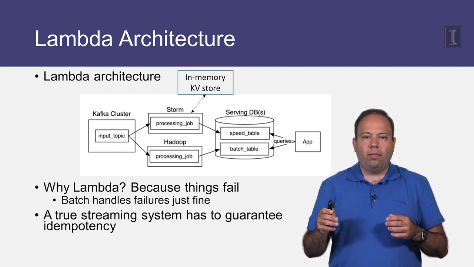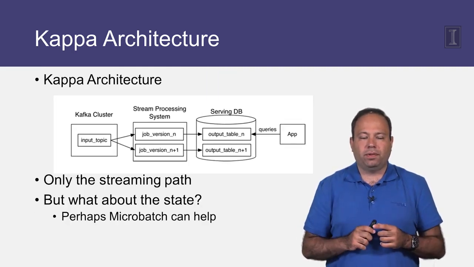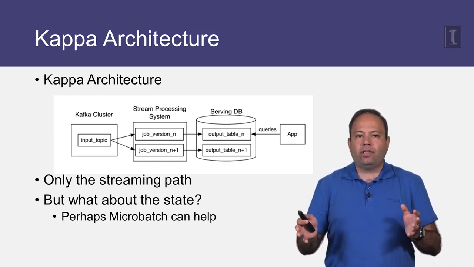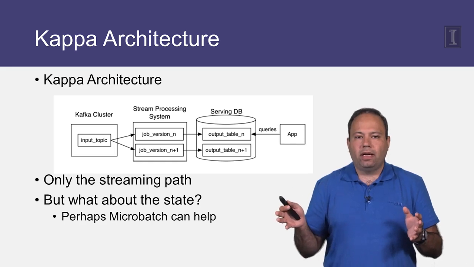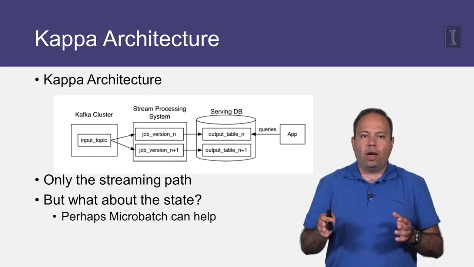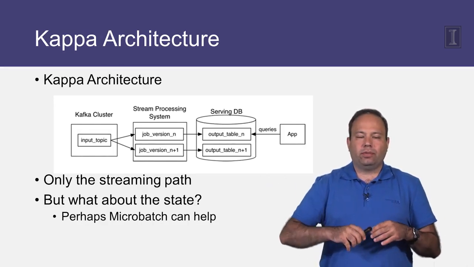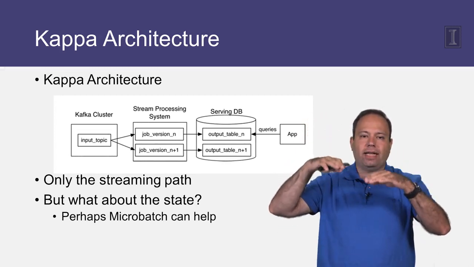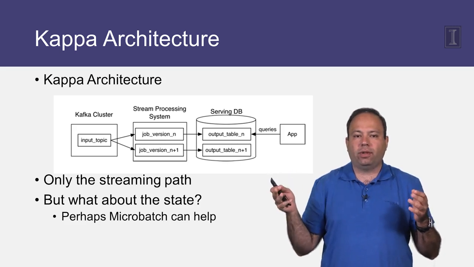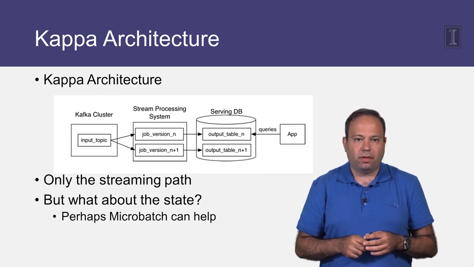Now, a more recent term that you might have heard is Kappa architecture. The whole idea of Kappa architecture is let's try to fix the streaming pipeline to a point that it can handle failures. In Kappa architecture, they try to get away from the two parallel paths, batch and streaming, and they just do the streaming, but they try to do streaming good enough so that if there are failures, the state doesn't get messed up, right?